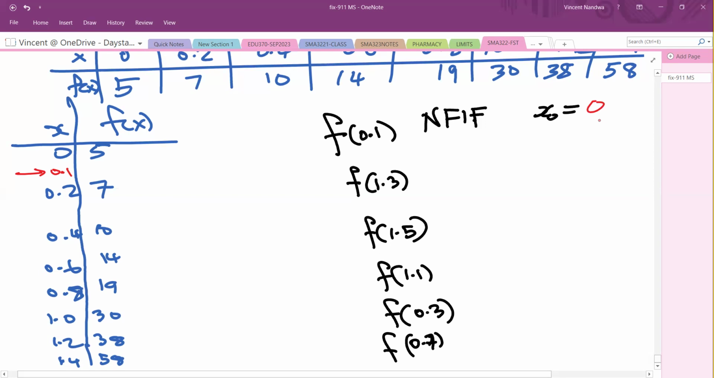Then if at 1.3, so 1.3 you identify it in the difference table, so this will be where we have 1.3. What best formula will be used to approximate that?